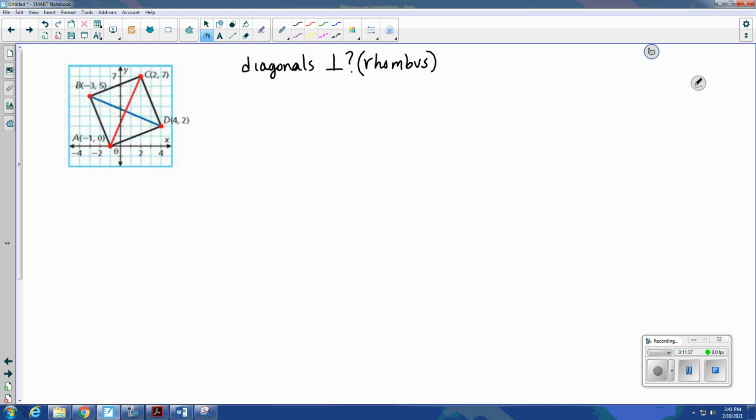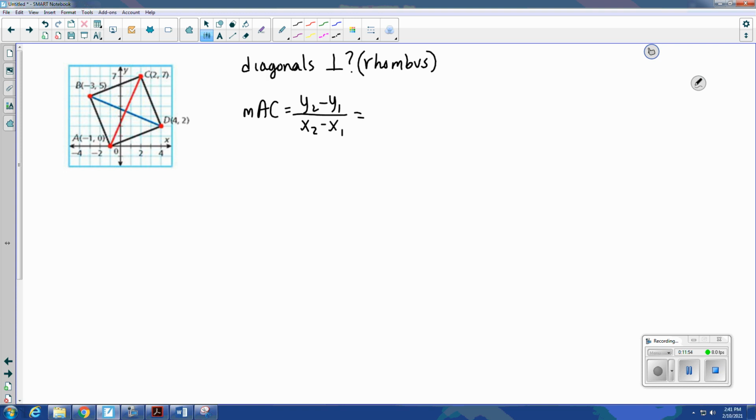A couple ways to do slope. We can do slope formula. So I'll do that for AC. So the slope of AC, we're going to do change in y over change in x. So I'll actually use this computation. And then for the slope of BD, we'll count off rise over run. So you can look at both ways.